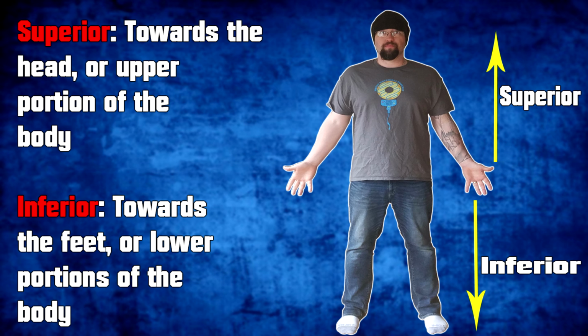The first pair of directional terms are superior and inferior. Superior references toward the head or the upper portions of the body, whereas inferior refers toward the feet or the lower portions of the body. For example, using the pelvis as a point of reference, we can say the neck is superior to the pelvis, where the knee is inferior to the pelvis.